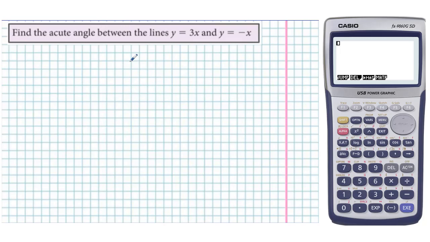Find the acute angle between the lines y equals 3x and y equals minus x.